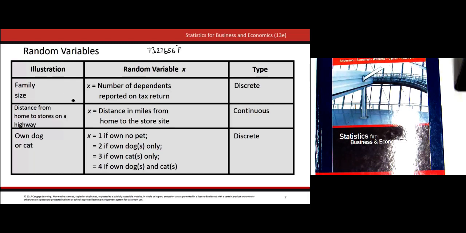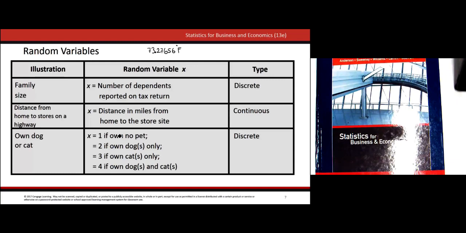For example, here, family size, X is the number of dependents reported on a tax return, which is discrete. You can have 0 dependents, 1 dependent, 2 dependents. That is discrete. Distance in miles from home to store, that is continuous. It again depends on how you measure it. You can get many digits to the right with a very precise meter.